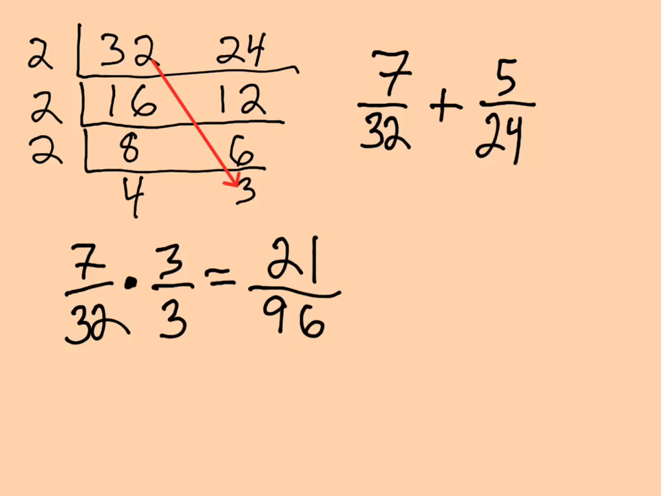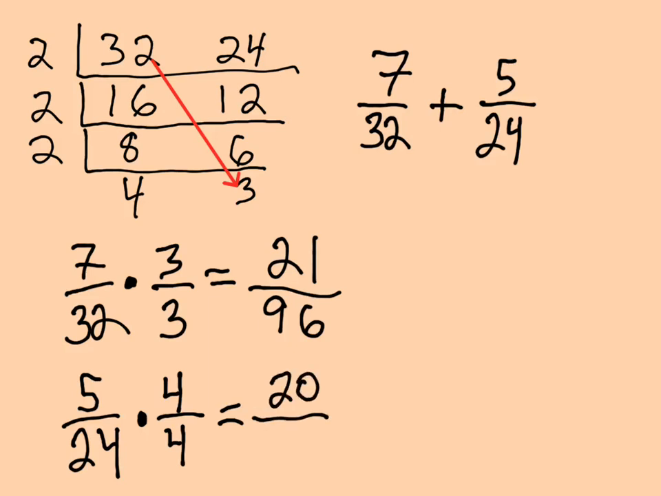And then I do the same for 5/24. I look diagonally down to the bottom, and I'm going to multiply by 1 in the form of 4/4. Please don't say that you're multiplying by 4. You're multiplying by 1 in the form of 4/4, because if you multiplied by 4, you would be changing the value of it. And that is definitely not what you're doing. And so then when I multiply those together, I get 5 times 4, which is 20, and 24 times 4 is 96. If I did this correctly, then that number should be the same as that number.